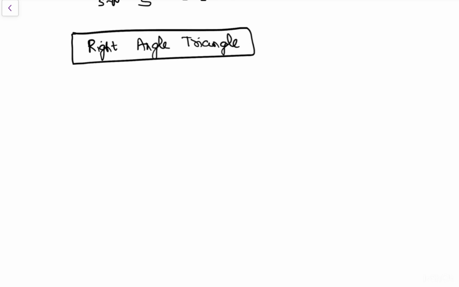Then another concept you need to know is the right angle triangle. See, right angle triangle, again UPSC repeatedly asks topics based on right angle triangle. See, what is a right angle triangle? It is where one angle is 90 degrees. Here 90 degrees. So, say this is A, this is B, and this is C.